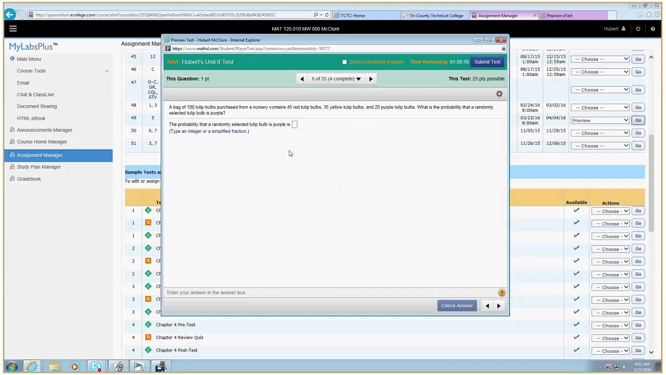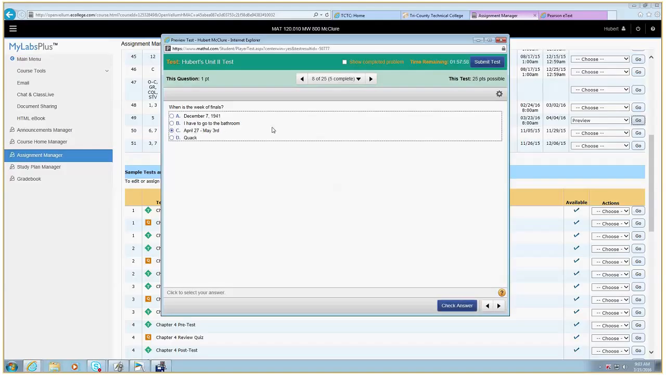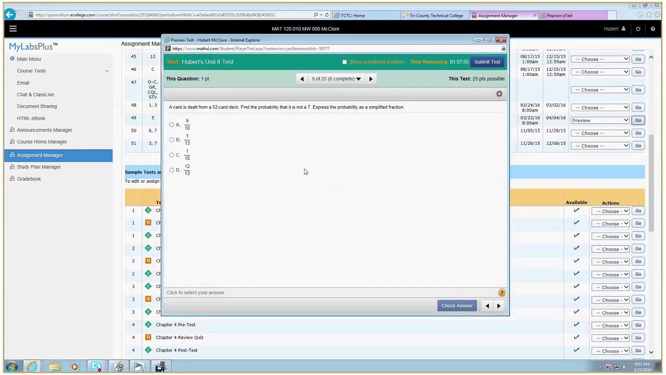A bag of 100 tulip bulbs purchased from a nursery contains 45 red tip. That's just like marbles. And blah, blah, blah. Okay, that's what I wanted to check. Is that April 27th and May the 3rd? Is that correct? Okay. Make sure I didn't have old questions in here.